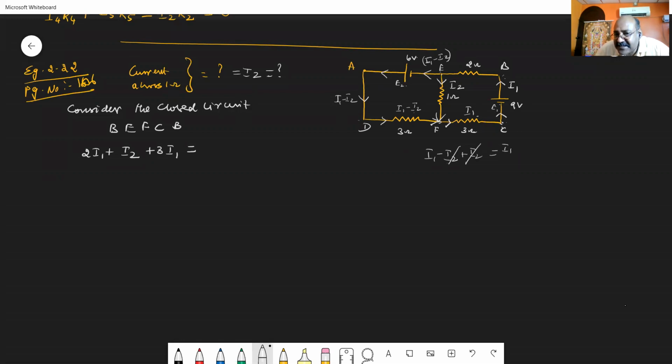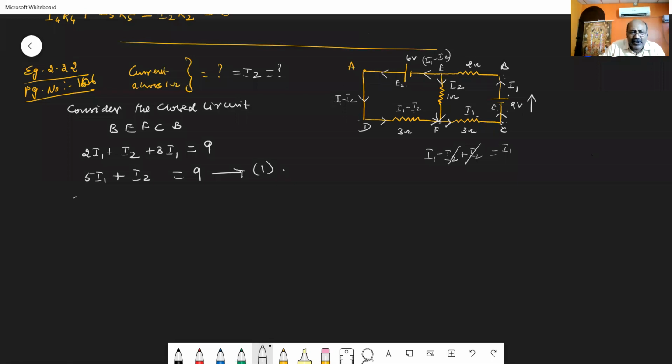the EMF. When you are going from C to B, current is flowing from lower to higher potential, so this EMF is positive. So I am taking it as 9 volt. Take this as equation number 1. Or I can simplify this equation and write: 2I1 plus 3I1 is 5I1, plus I2 is equal to 9. Take this as equation number 1. Am I correct? Are you able to understand what I have written?